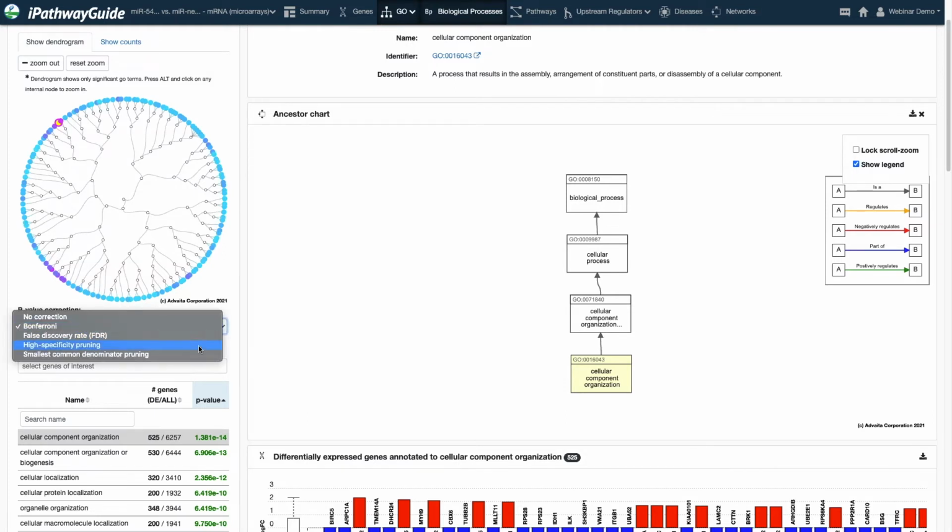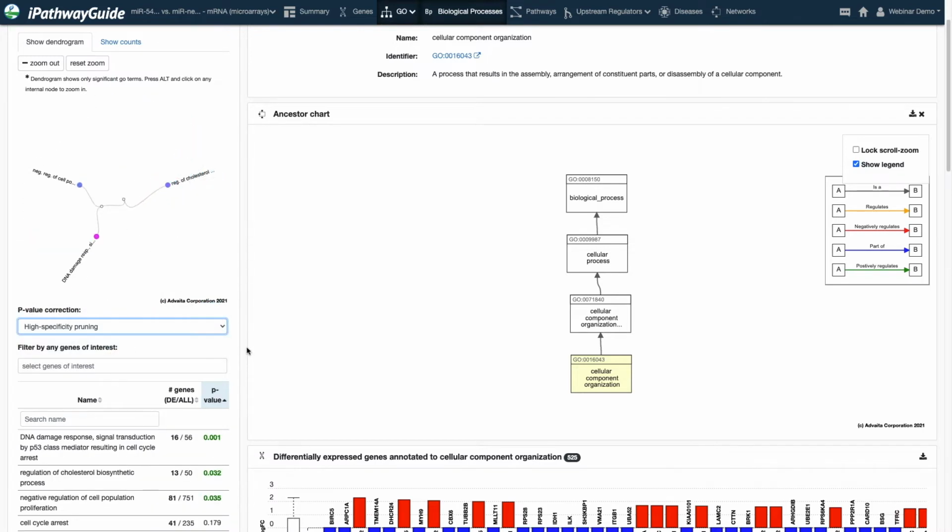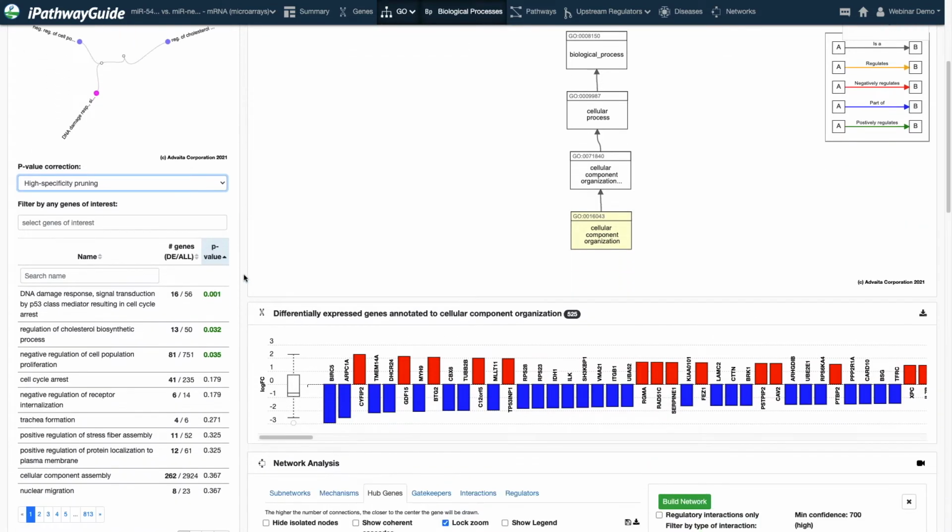So we've implemented two different types of pruning factors that allow you to get to the most specific GO terms in the hierarchy, the ones that are at the very bottom of the tree, that are still significantly related to your set of differentially expressed genes. So we'll select high specificity pruning. And now we're down to 3 significant terms instead of 150.